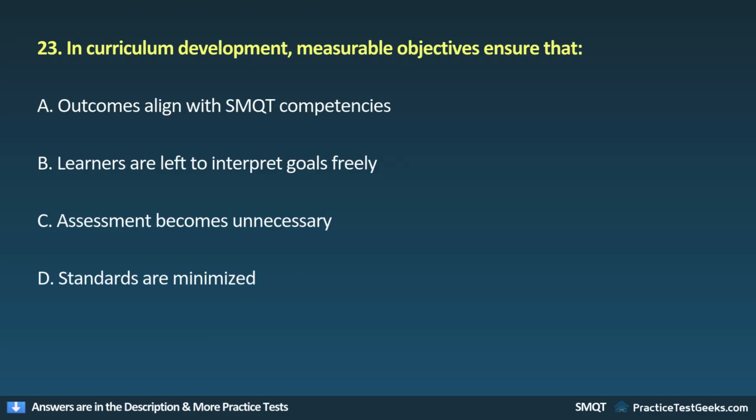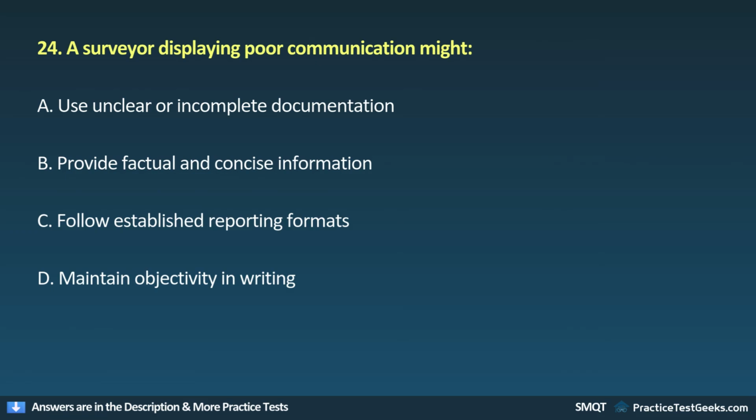23. In curriculum development, measurable objectives ensure that A. Outcomes align with SMQT competencies. B. Learners are left to interpret goals freely. C. Assessment becomes unnecessary. D. Standards are minimized.